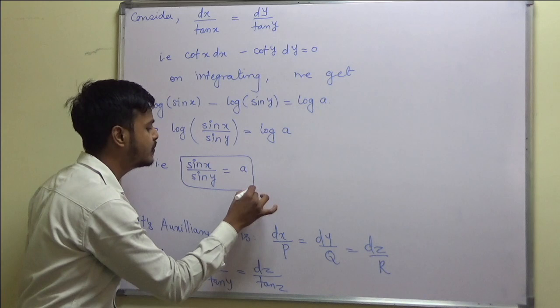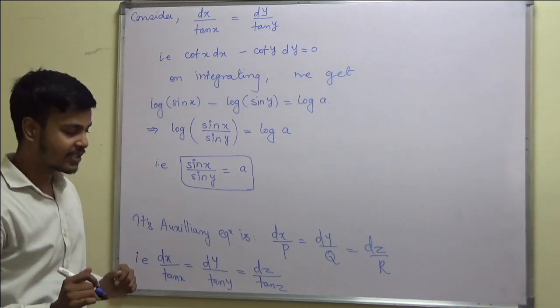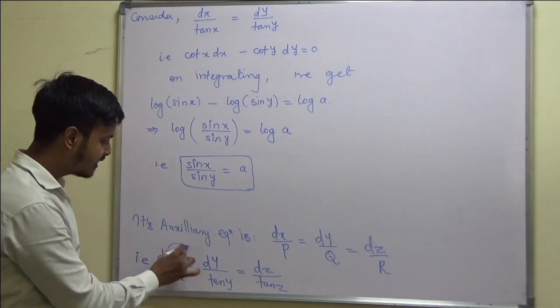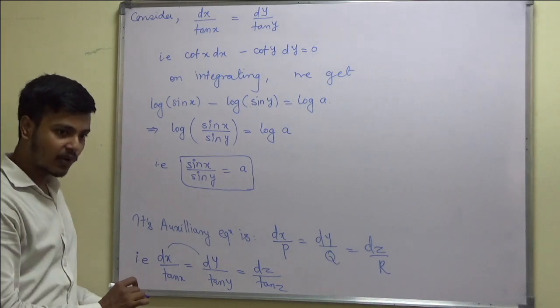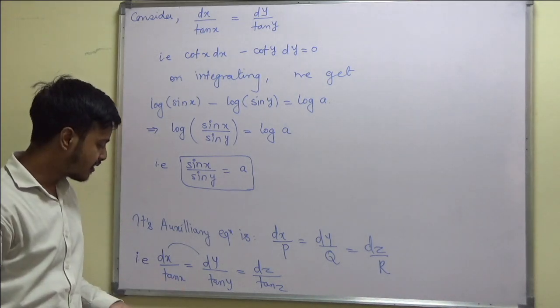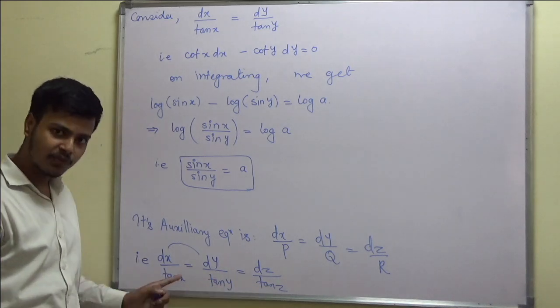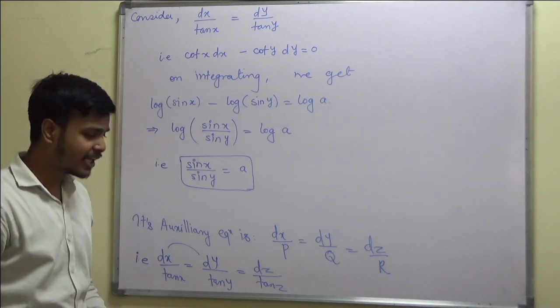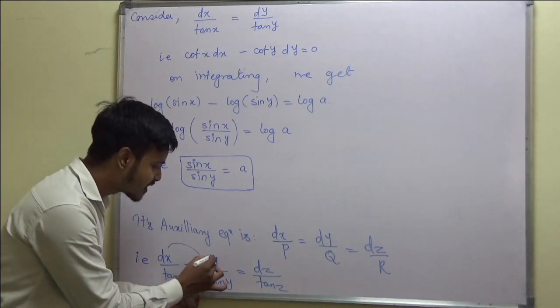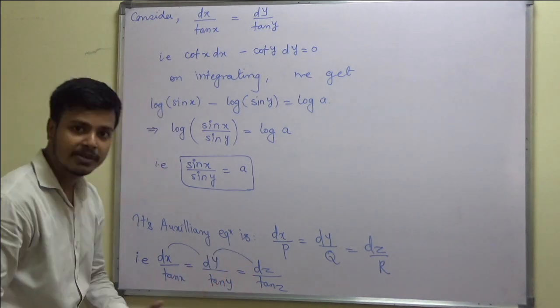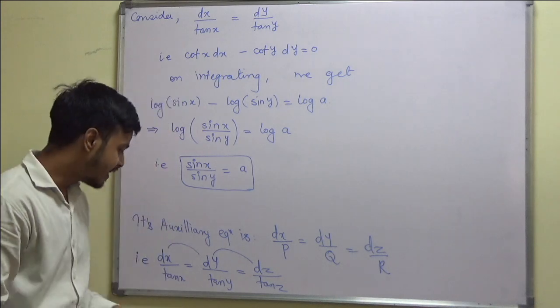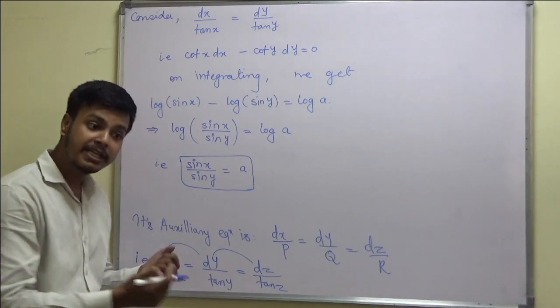Now I want you to pause the video for a few seconds and try to solve. We have already taken the first and second, so what are the other possibilities we have? Second and third, or first and third, whatever you can take. Let me tell you one thing: suppose some student takes second and third, they will be getting some other answer. If I am taking first and third, I will be getting another answer.